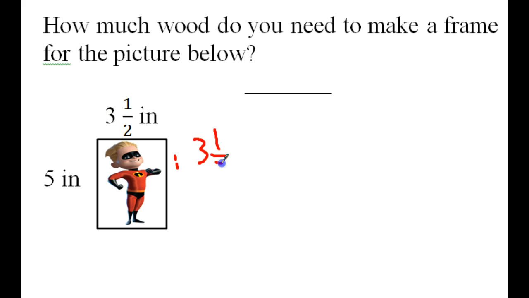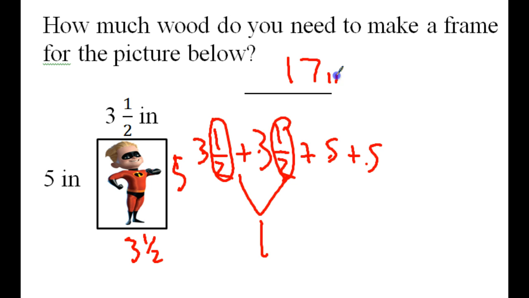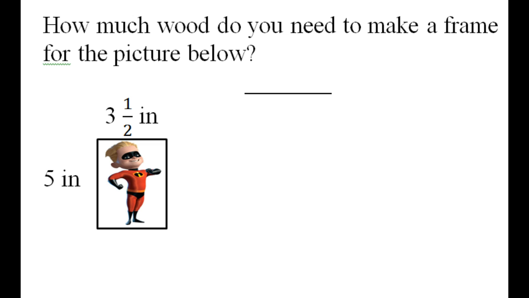So I got 3.5 plus 3.5, because this side down here would also be 3.5, and this side would be 5, plus 5, plus 5. Well, for me, I see a half plus a half. That's 1 whole. And then I just have to add the other numbers together. 3 plus 3 is 6. 5 plus 5 is 10. 6 plus 10, 16. Plus this one right here, 17 inches. Not nearly as bad as you thought it was going to be.